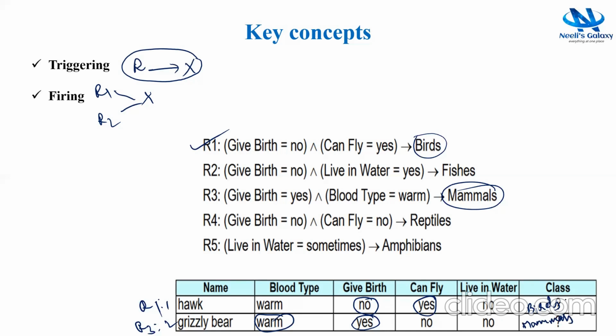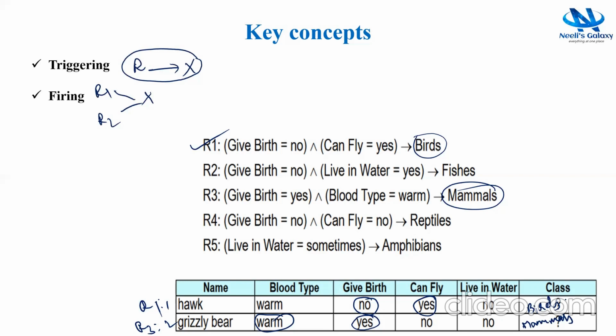So here, rule 1 is triggered for the first record, and rule 3 is triggered for the second record. Since R1 is the only rule triggered by the first record, it is fired. That's why the record is classified as birds. And here also, R3 is the only rule triggered for the second record. R3 is fired, and the second record is classified as mammal.